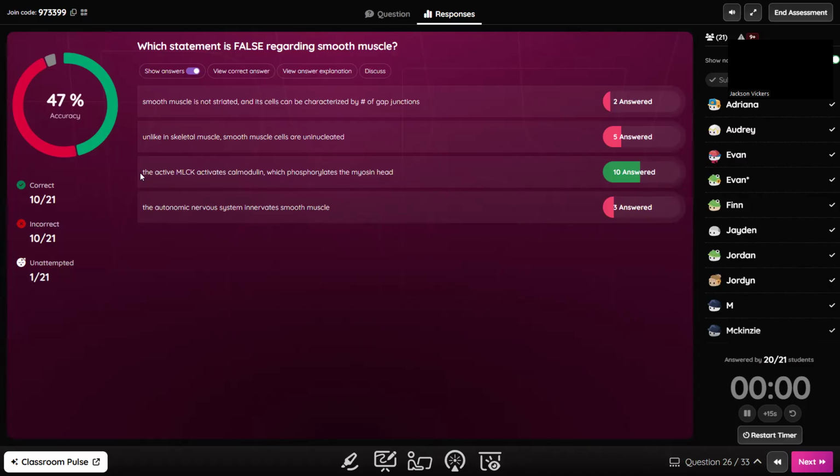That's true. This one's the false one. It says the active MLCK activates calmodulin, which phosphorylates the myosin head. That's flipped. Calmodulin, once it's bound to calcium, then goes and activates MLCK. MLCK stands for myosin light chain kinase. Anyone want to say what a kinase does? It phosphorylates. Kinases add phosphates, and that's what it's going to do to the myosin head, and that's what we need for smooth muscle. And then the last thing, yep, the autonomic nervous system does innervate smooth muscle.